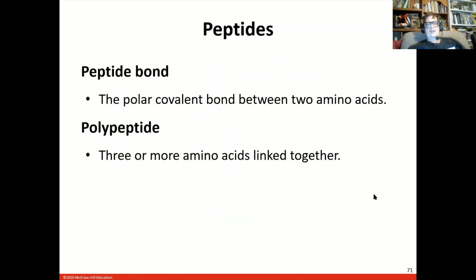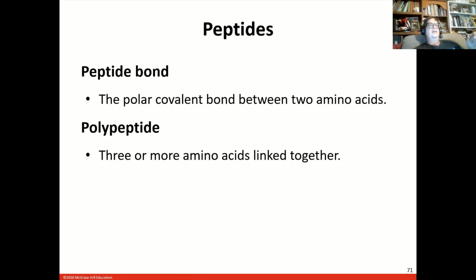So a peptide bond is the bond between two amino acids. This is made with, pretend to be shocked, dehydration synthesis. And if you have multiple peptide bonds, we call the thing you make a polypeptide. Basically, a protein is a polypeptide that is then folded up into cool shapes.